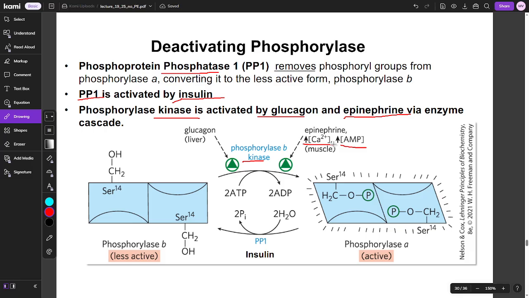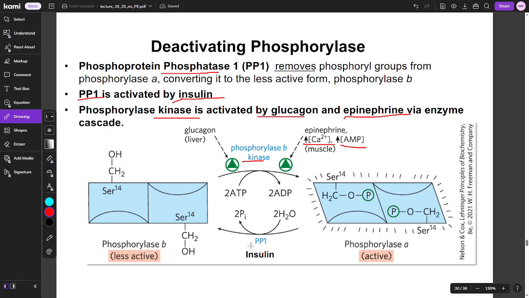And so you can think of it like that. If there's a lot of calcium in your cell, it means that your muscles are contracting a lot, so you're going to want a lot of glucose release, right? And then AMP is just AMP, right? If you have high AMP, it means you have lower ATP, right? If you have lower ATP, it means you need more energy, and the way you do that is by using glycogen phosphorylase to break down glycogen, right? So it makes sense that in the phosphorylated form, it would be the active form, and in the dephosphorylated form, it would be the inactive form, right?